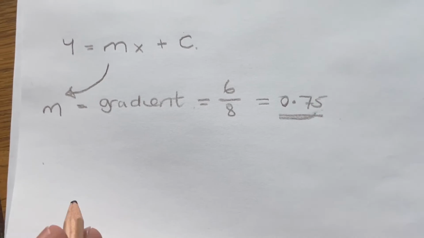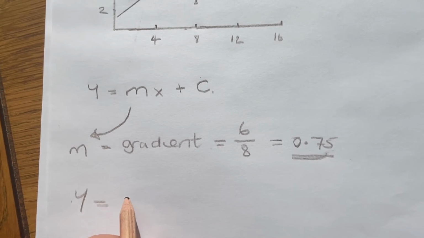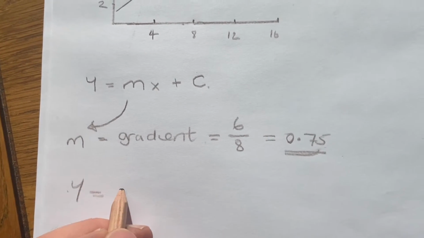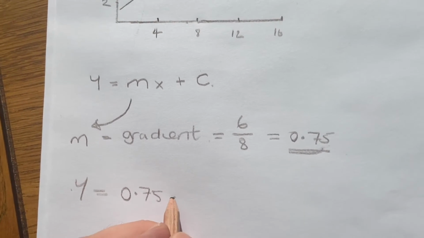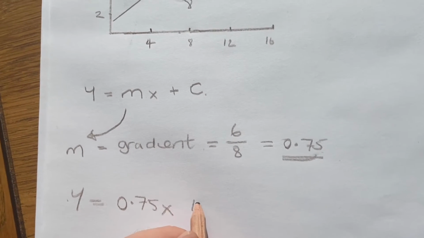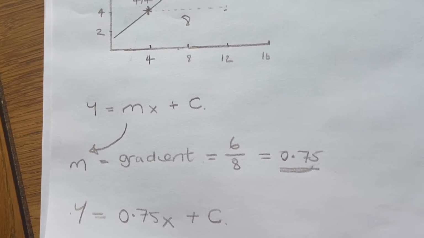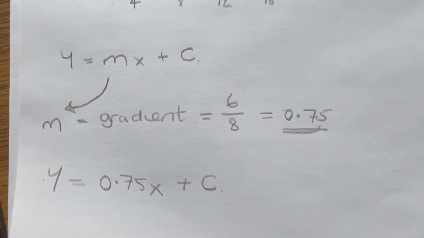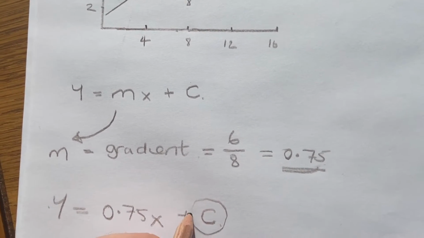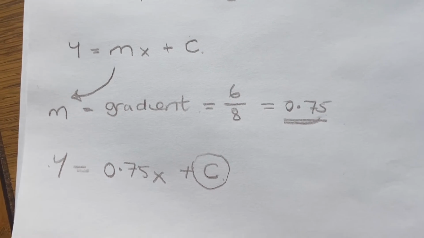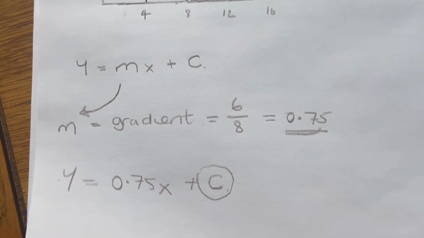So in order to simplify this, just rewrite now the formula. So now we have y is equal to m, which is the value of 0.75, multiplied by x plus c. Now we need to calculate the value of c. So in order to do that, we now need to transpose this formula to make c the subject.